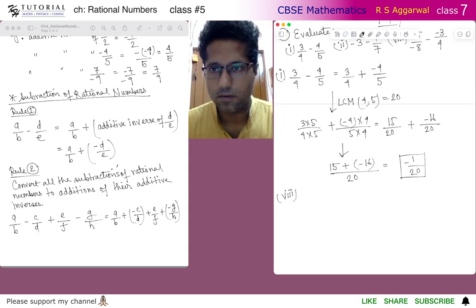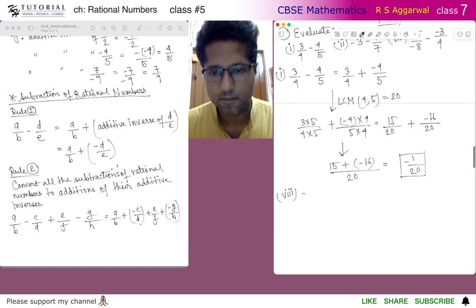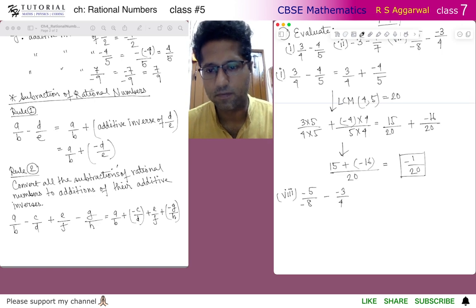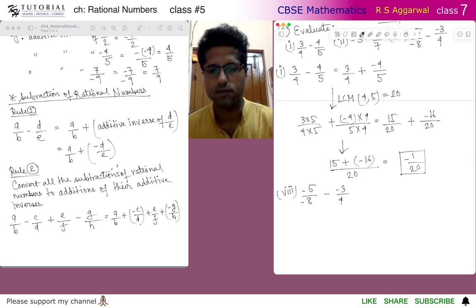It says minus 5 by minus 8. So it's subtracting minus 3 by 4 from minus 5 by minus 8.